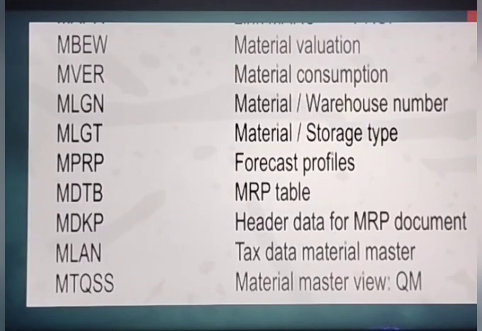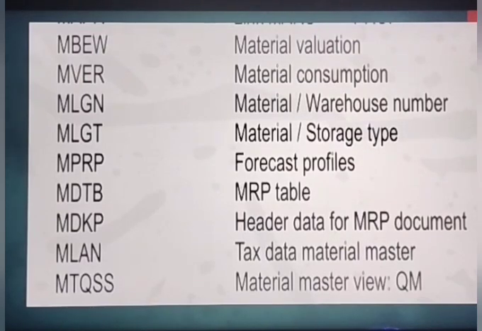Coming to the next slide, here again MBEW for material valuation, MVER gives the material consumption, MLGN gives the warehouse number of a particular material, and if you want to check the storage type of a particular material, you can use MLGT, MPRP for the forecast profiles, and if you want to see the MRP tables for a given material, that is MDTB.